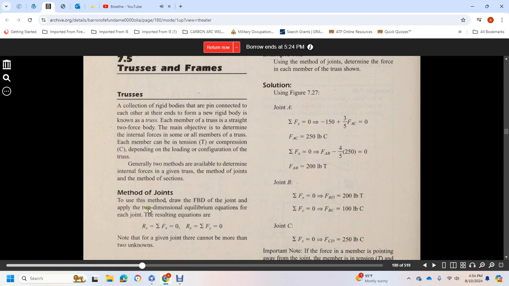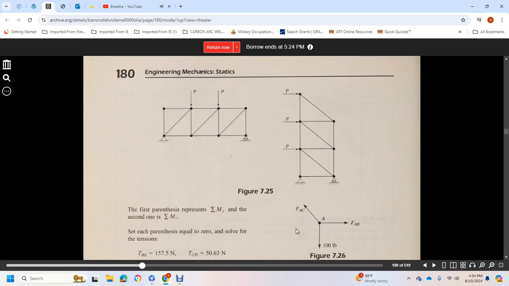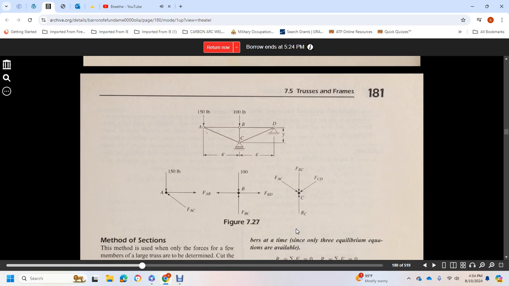Method of joints. Use the FBD of the joint, applying the two-dimensional equilibrium equations to each joint. The resultant Rx is equal to the summation of Fx equals 0. The resultant in y is equal to the summation of force Fy equals 0. Note that at a given joint there cannot be more than two unknowns. Then it gives an example.